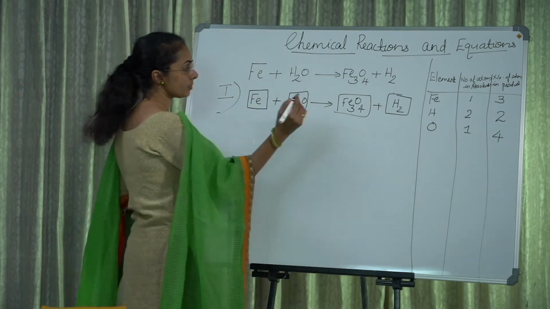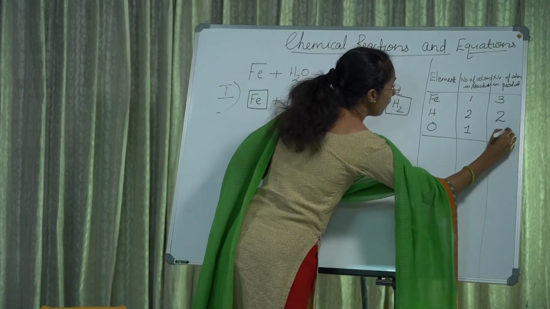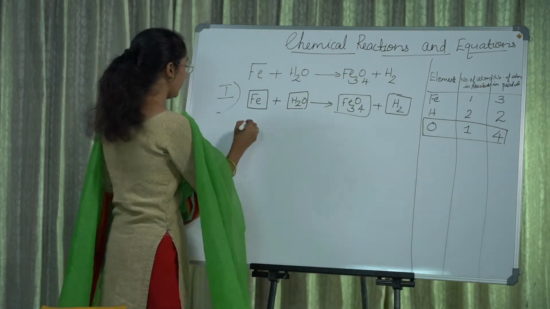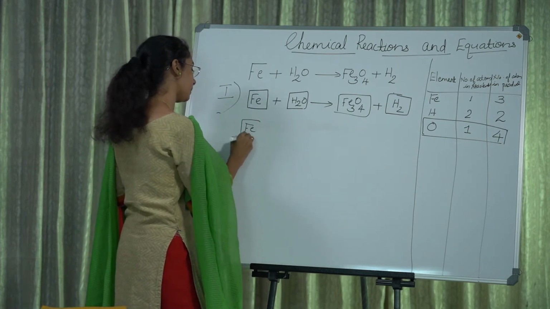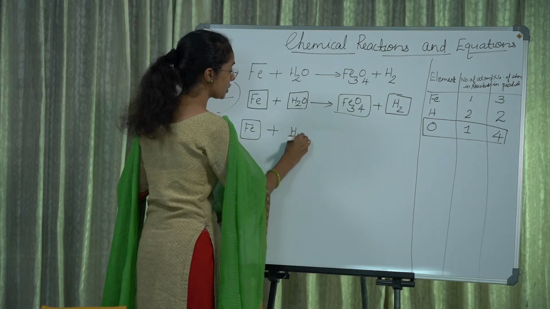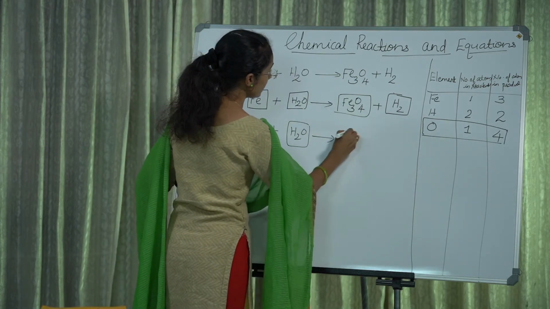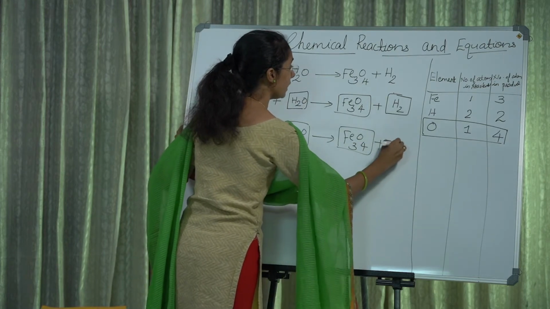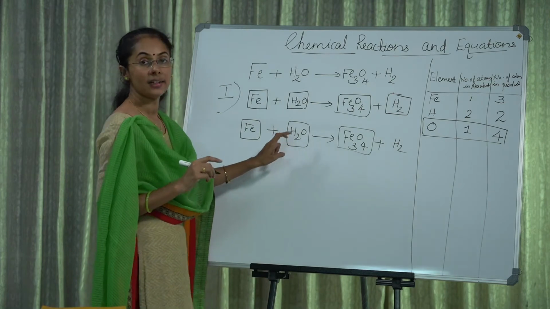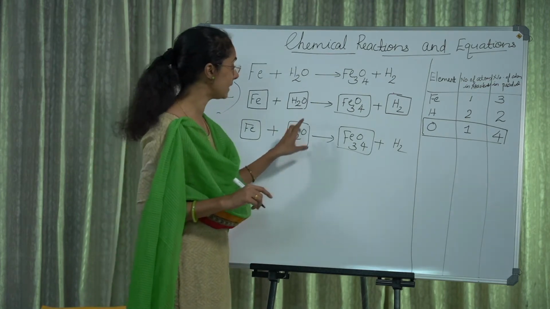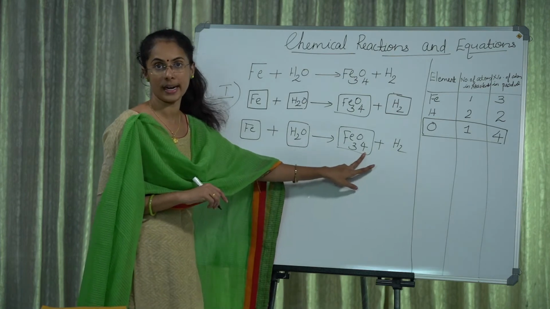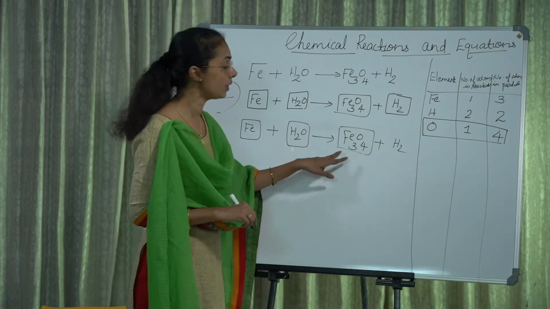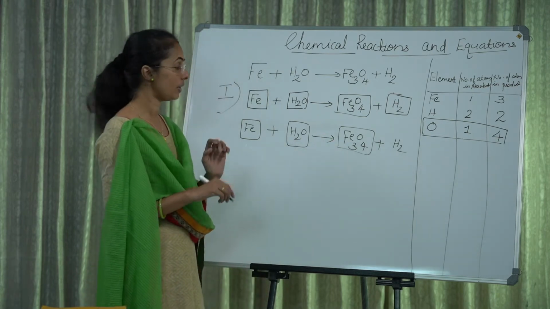First, let's see how we can balance the oxygen in this equation. Fe plus H2O gives Fe3O4 plus H2. On the reactant side there is only one oxygen atom, and on the product side there are 4 oxygen atoms. First you balance this one.